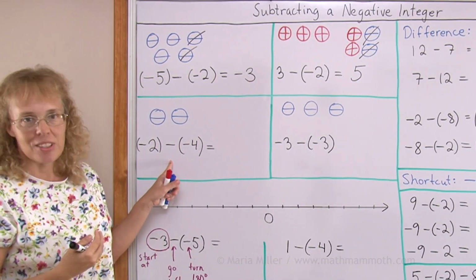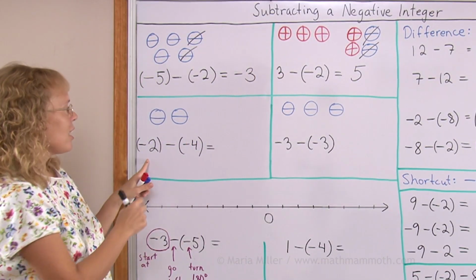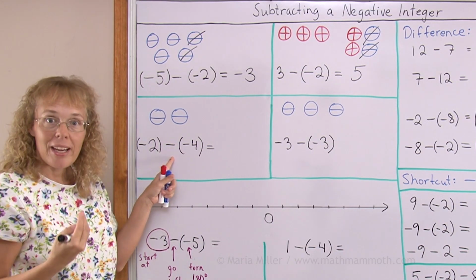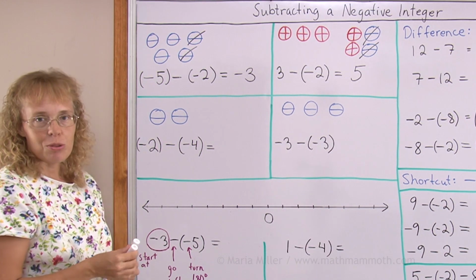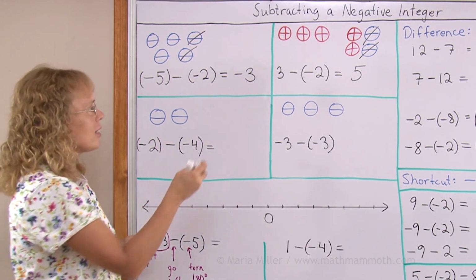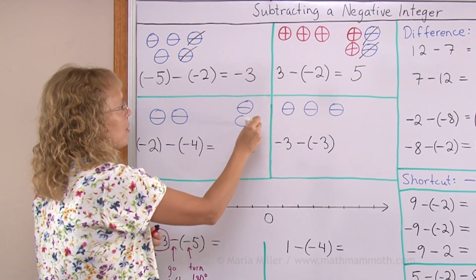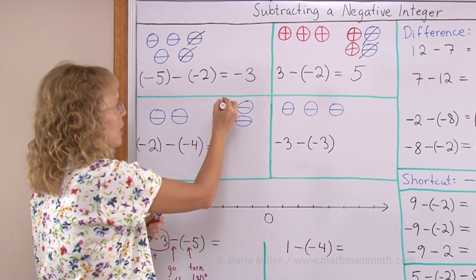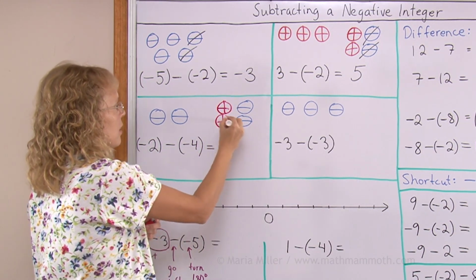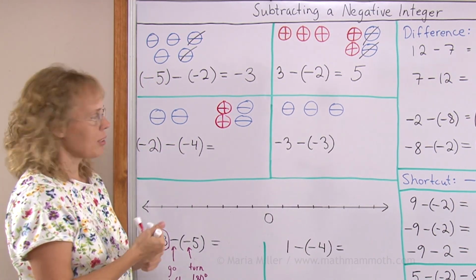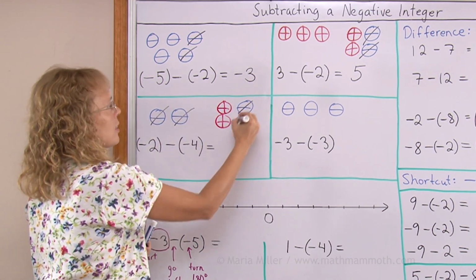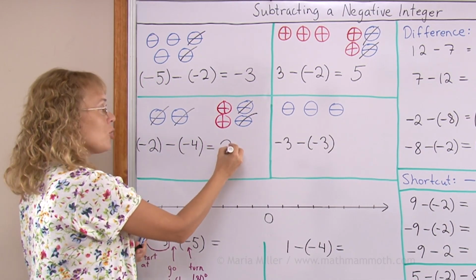Okay, here is a similar situation. Because I have 2 negatives, I'm supposed to take away 4 negatives, but I can't, I don't have enough. So I'll do the same. I will add 2 zeros here. That should be enough, right? Because now I can take away 4 negatives. This and this and this and this. And then I'm left with 2 positives.